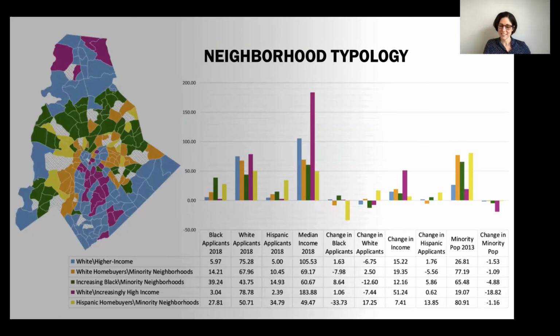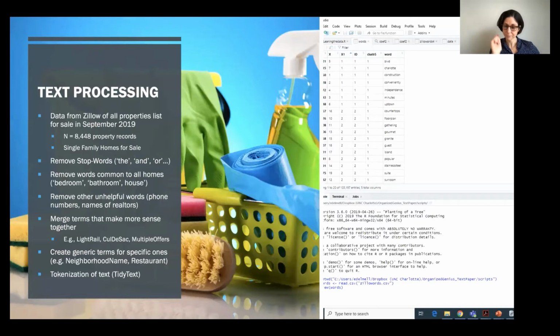So in the next stage, we're going to look at the words from the properties that have been collected from here. But first we have to collect our properties and clean it.